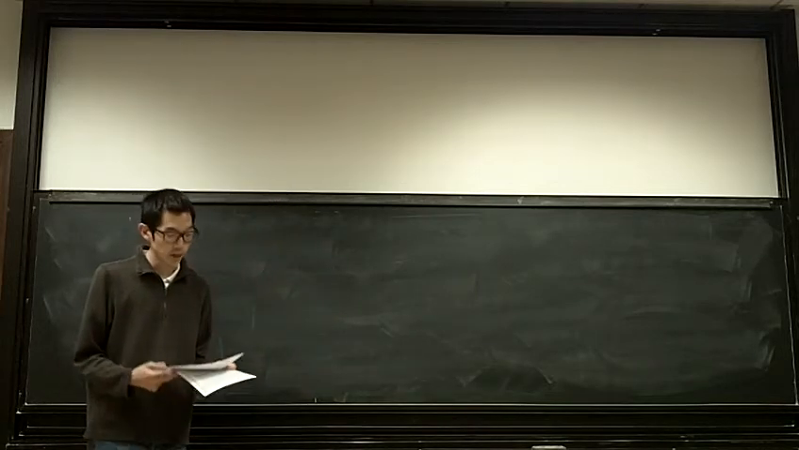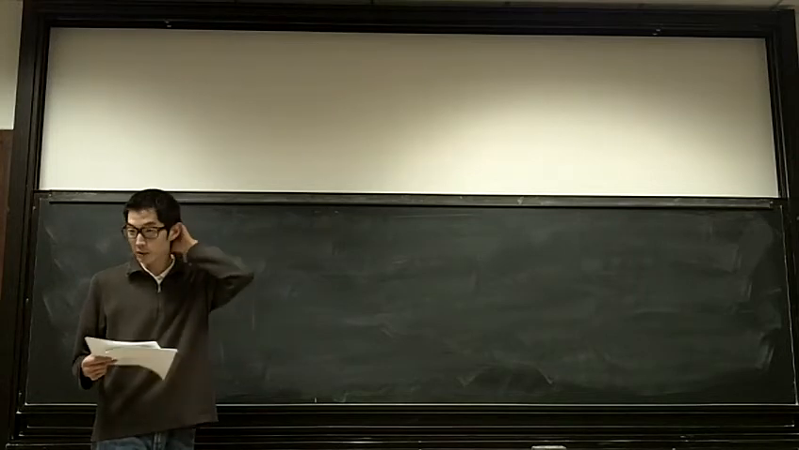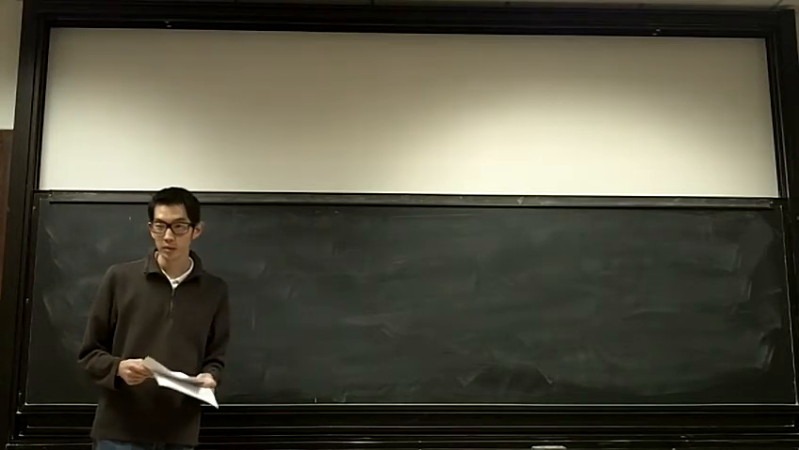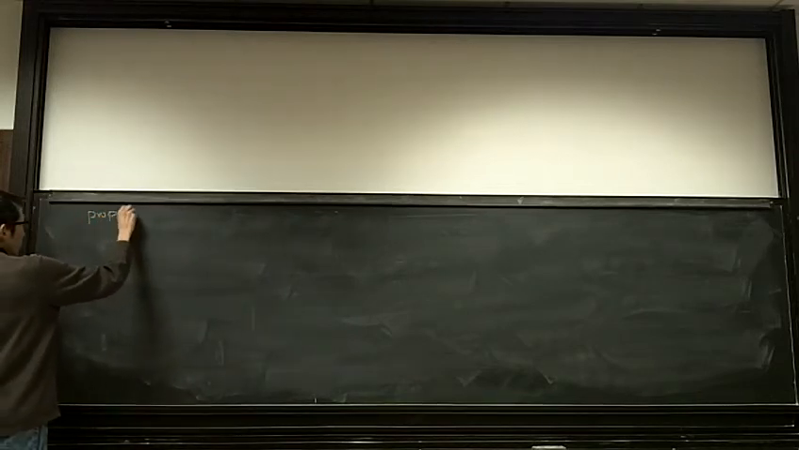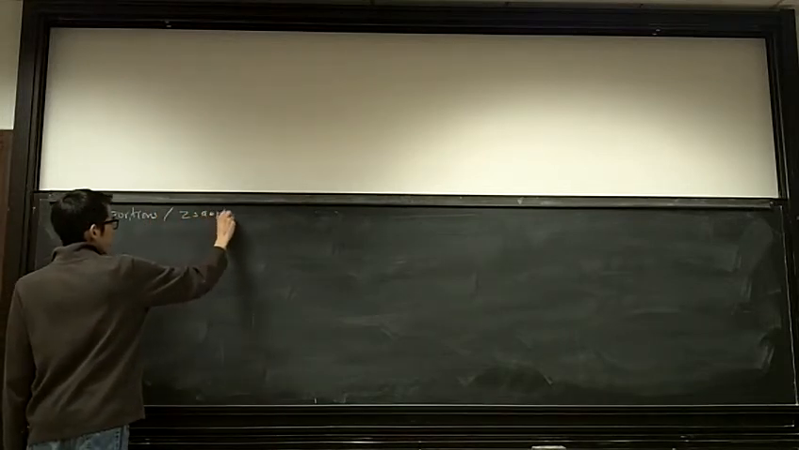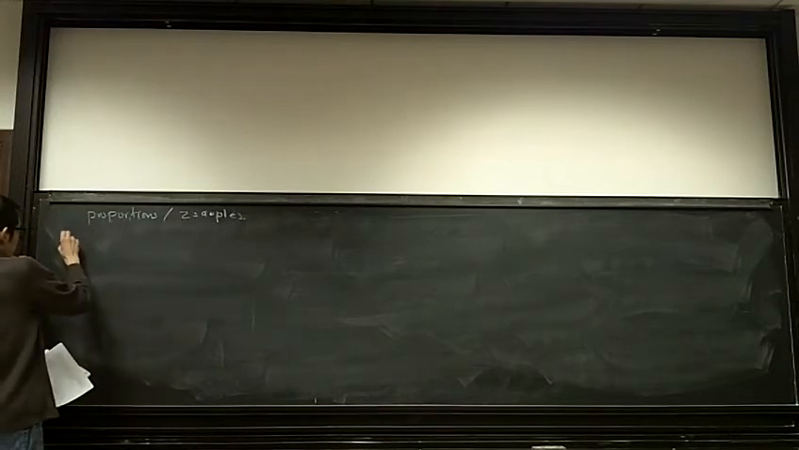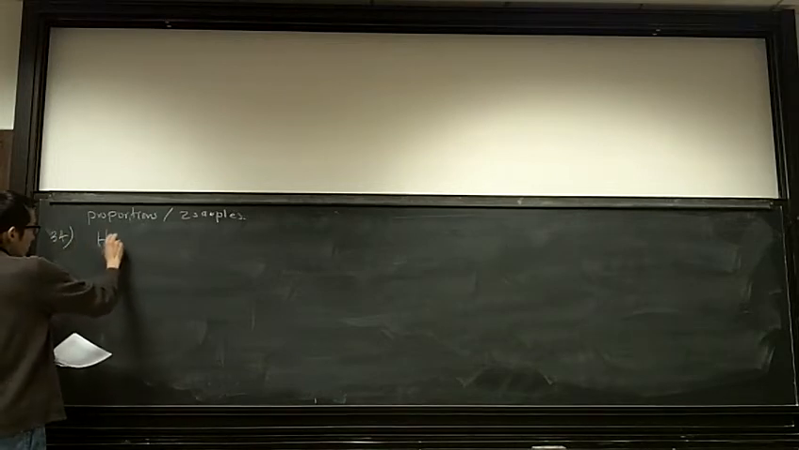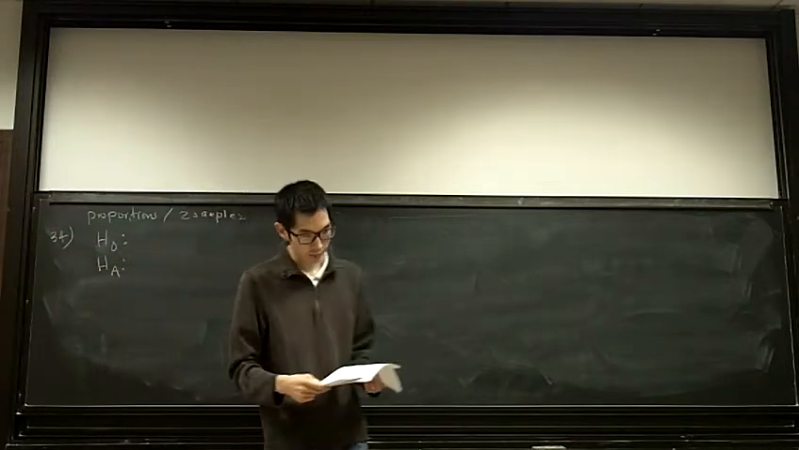Are we dealing with proportions or means? And do we have one sample or two samples? We have two samples and we have proportions. So we're doing a hypothesis test for two samples. So this is 34. What are our hypotheses when we're seeing if there's a difference in proportions?